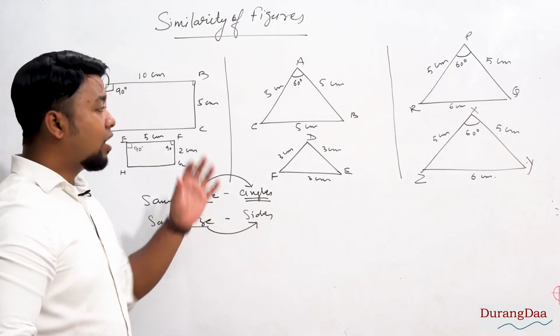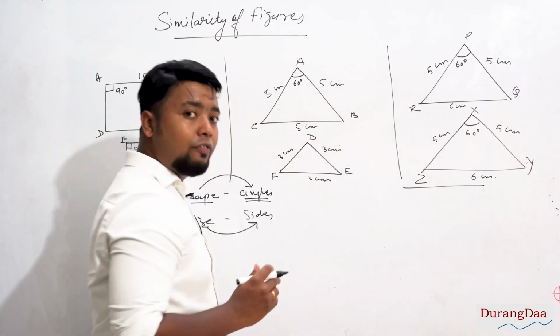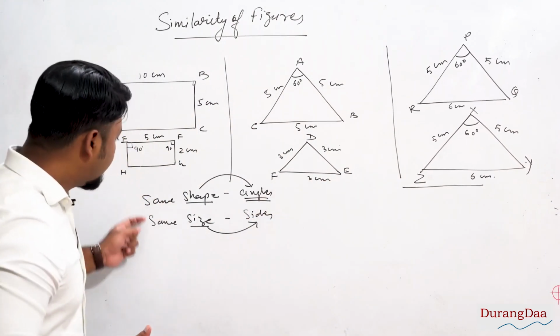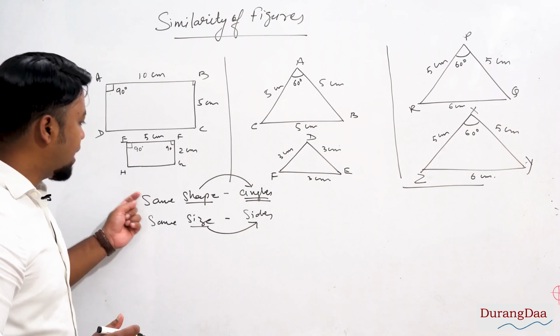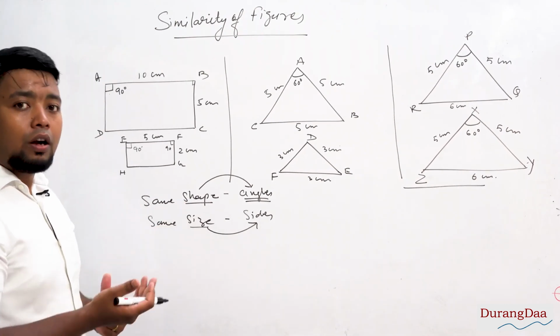Alright, and for congruent triangles, you have done this in standard 9. For congruent figures, both the conditions should be fulfilled. The figures should have same shape and same size. Then we say both the figures are congruent.